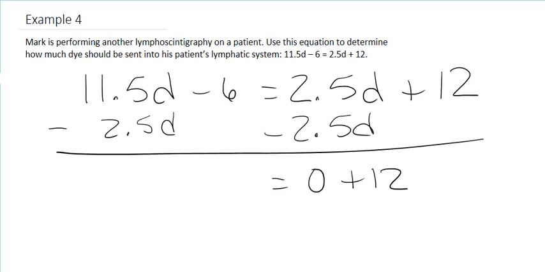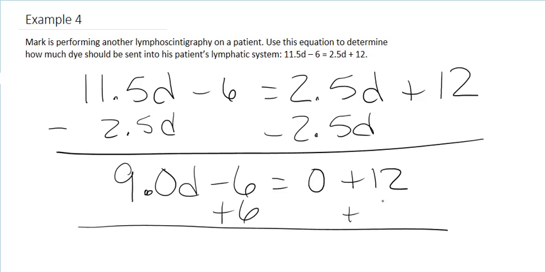And then on this side, 5 minus 5 is 0. 11 minus 2, which is 9. So we have 9d minus 6 is equal to 12. So let us add 6 on both sides to get rid of the 6 on the left-hand side. So now we're left with 9d, because this becomes 0. And this is now 12 plus 6, which is 18.